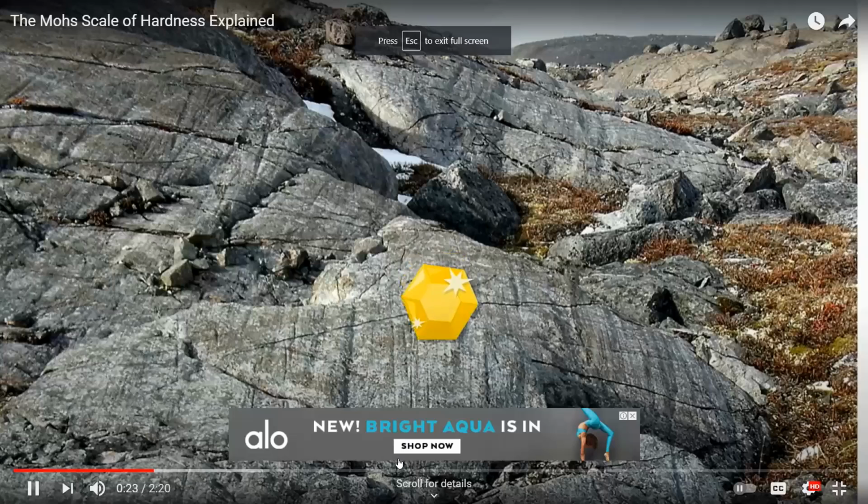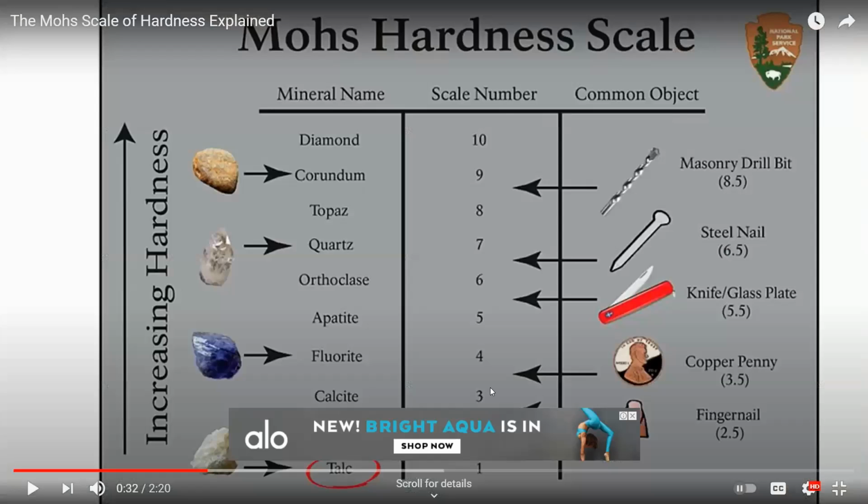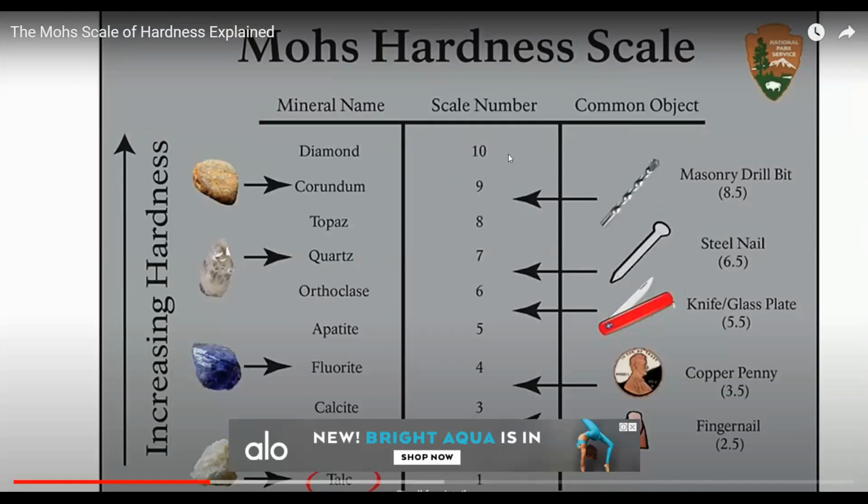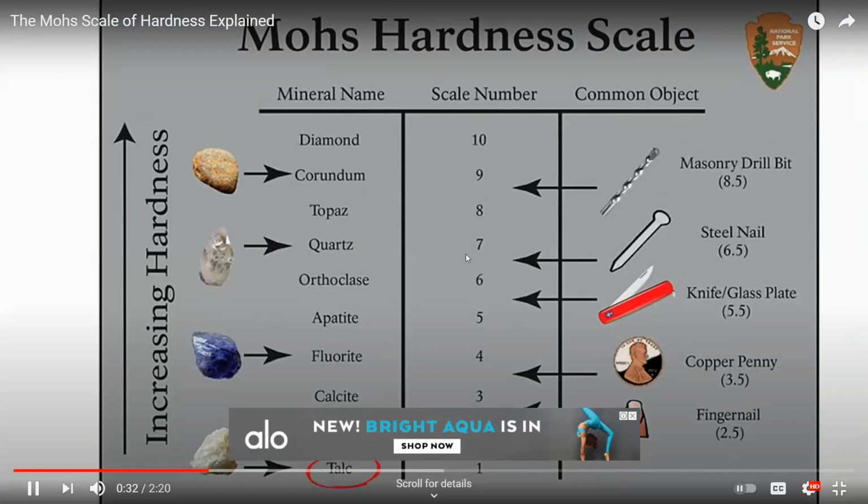See guys, this is what? Here they are giving from one, from down they are giving one. The soft one is talc and the hardest one is 10. And they are even giving you good examples here, examples for fluorite, and examples for diamond and corundum. So carefully listen to it. To a very hard mineral like diamond.